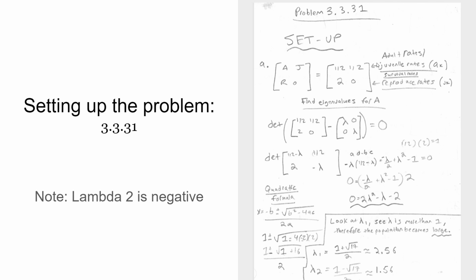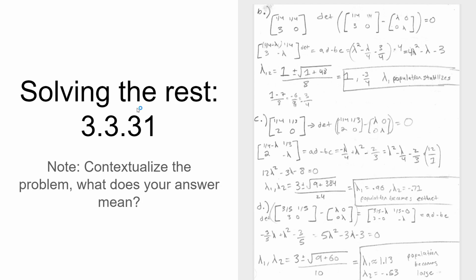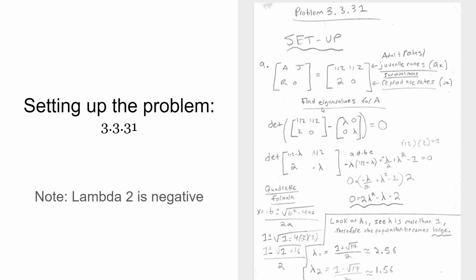So you have your first part here. That's your matrix. You have your matrix here, and you have to figure out what to do with this matrix. You have your survival rates on top and your reproduction rates on the bottom. The next thing you do, the second part of this problem, is you find eigenvalues for A.